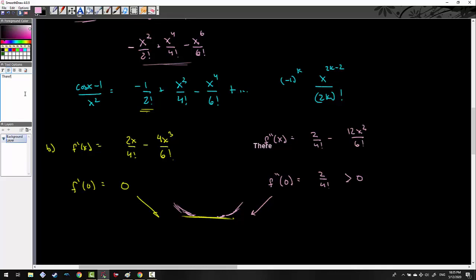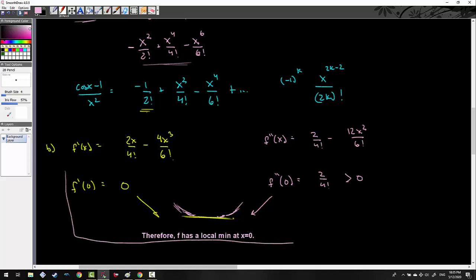So I can say, therefore, f has a local min at x equals 0, and I can probably circle this and keep my justification there. But if you really want to justify, you could say because of these reasons stated above here. So I would box this as my final answer here.